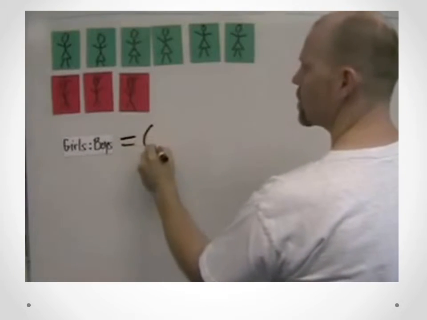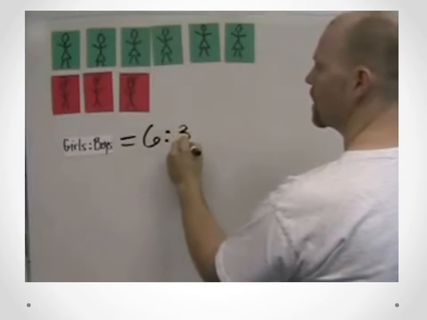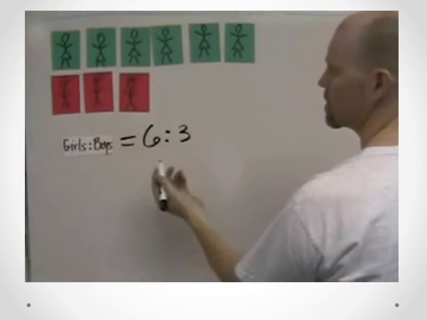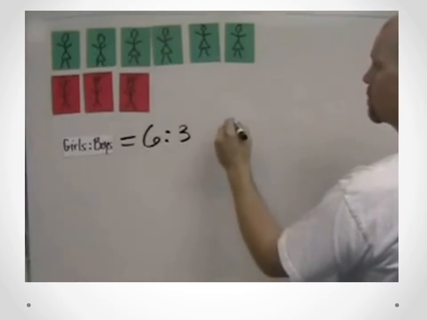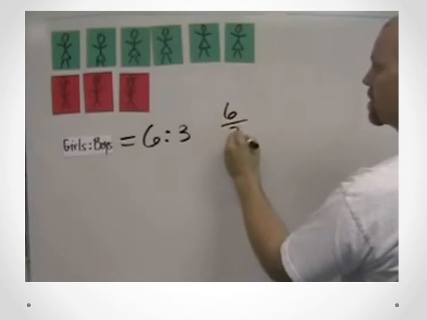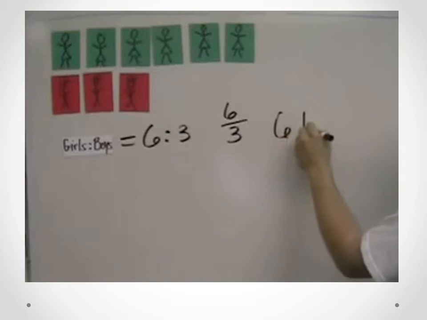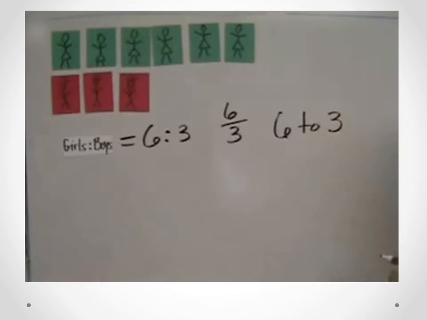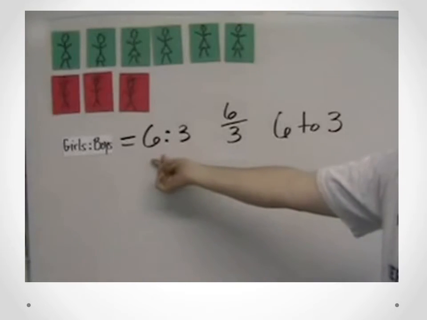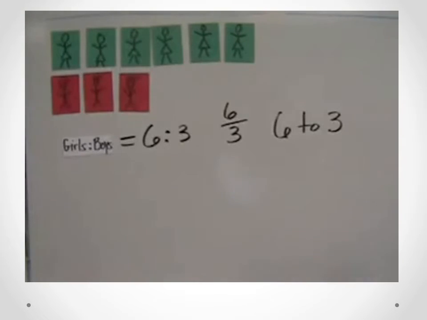We could say, well, the ratio is 6 to 3 because there's 6 girls, 3 boys. Another way we can say it is we could say 6 to 3 like this. And another way we could say it is 6 to 3. Okay, so all of these things mean the same thing. There are 6 girls and 3 boys.